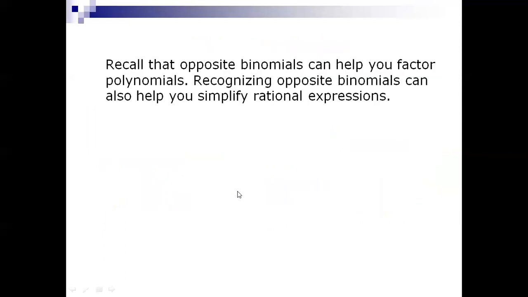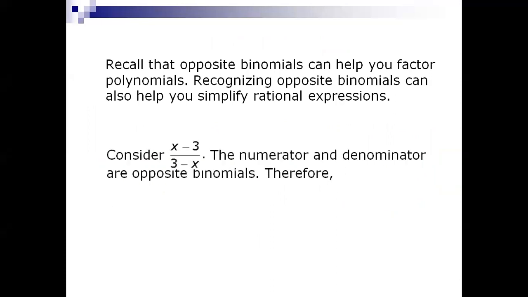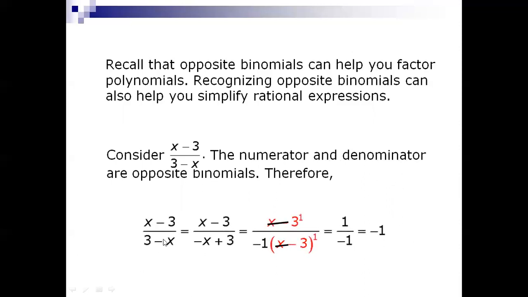Okay, recall that opposite binomials can help you factor polynomials. Recognizing opposite binomials can also help you simplify rational expressions. Consider x minus 3 over 3 minus x. The numerator and denominator are opposite binomials. Therefore, you can rewrite that. x minus 3 over 3 minus x is the same as x minus 3 over, by the commutative property, the value will not change, negative x plus 3.